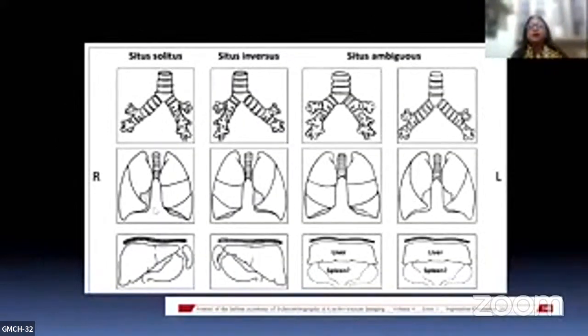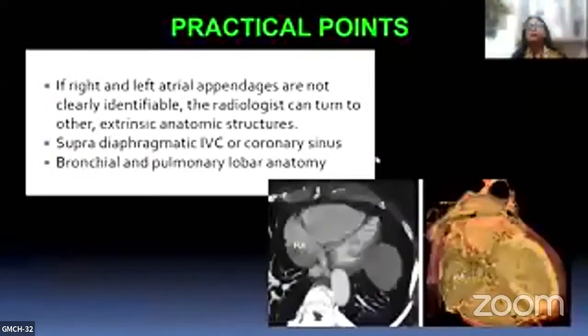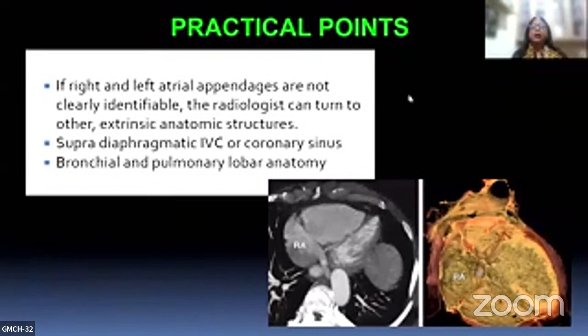This is situs solitus, again just a pictorial diagram to show how a bilobed lung and a trilobed lung will look, and how the liver will be on the right side, spleen on the left. Inversus is totally opposite of that, and situs ambiguous or heterotaxy is a mixture of the two, that is right and left isomerism. Now, practically, in a complex heart disease, when we are not able to justify or identify which is the right or left atrial appendage, then we use the other characteristics.